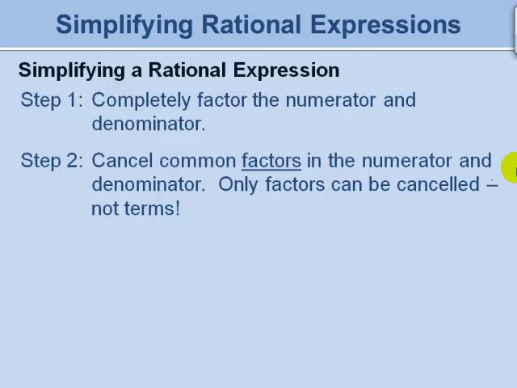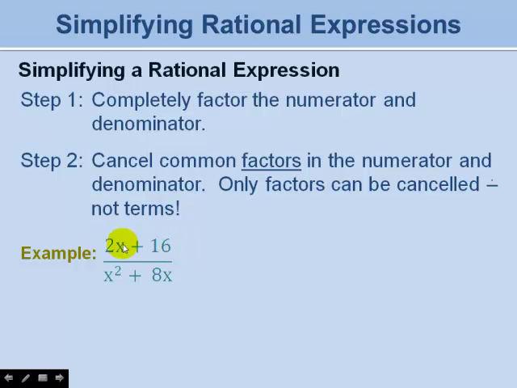The second step then is to go ahead and cancel the common factors. And again, remember that you can only cancel factors. You can't cancel terms. Here's one example. A rational expression is 2x plus 16 over x squared plus 8x. So our first step is to factor.